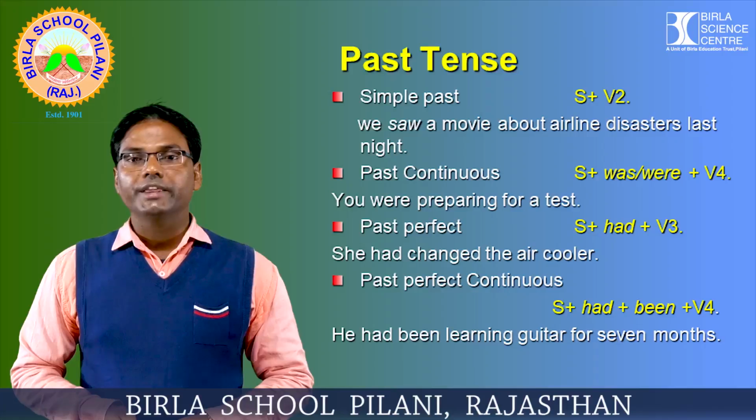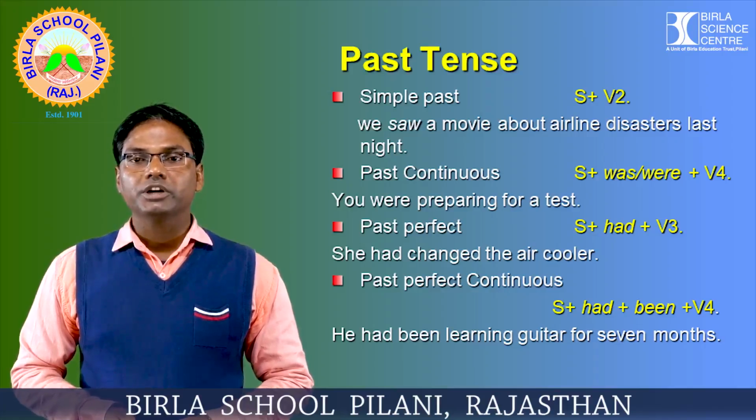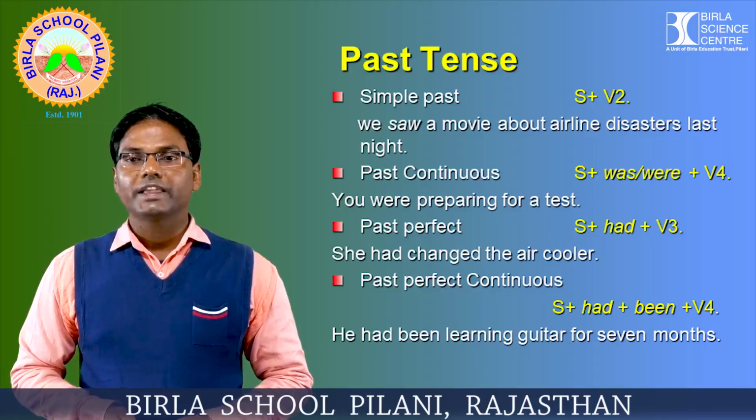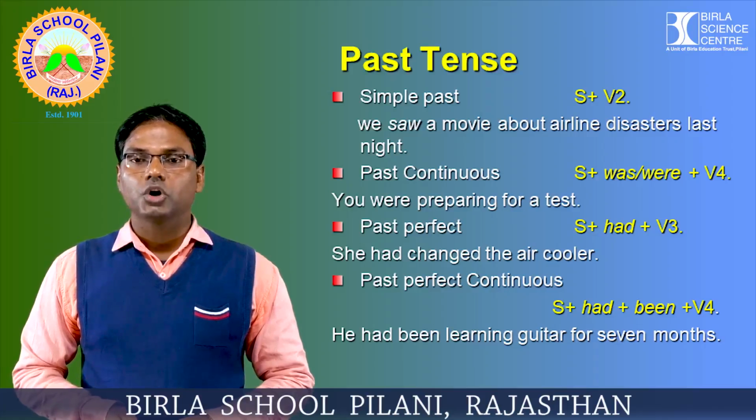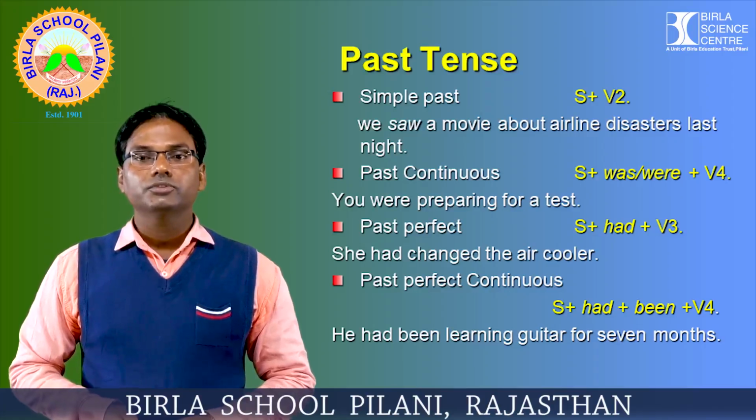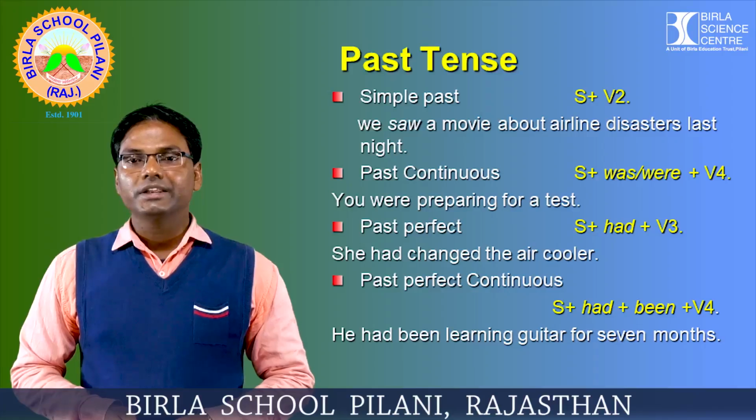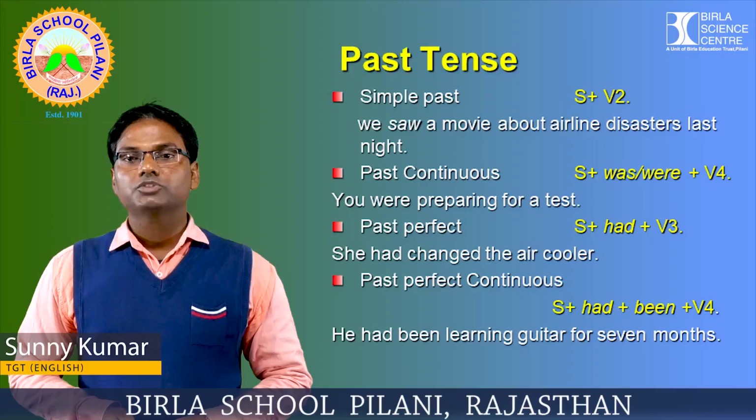The fourth one is past perfect continuous with the structure subject plus had been and then the fourth form. Remember, continuous or progressive takes the fourth form, that is also called the ing form of the verb. Here is the example. He had been learning guitar for 7 months. So see, learning guitar for 7 months indicates past perfect continuous tense.